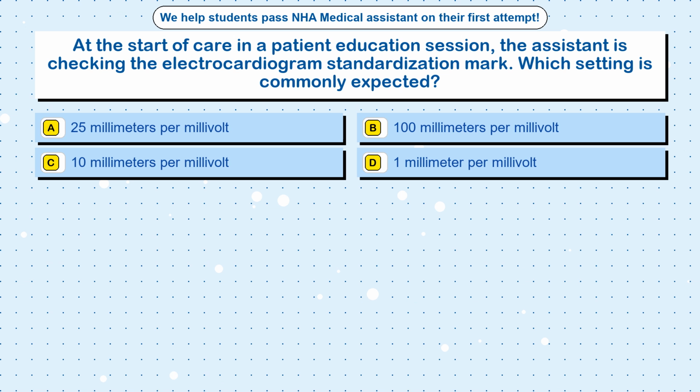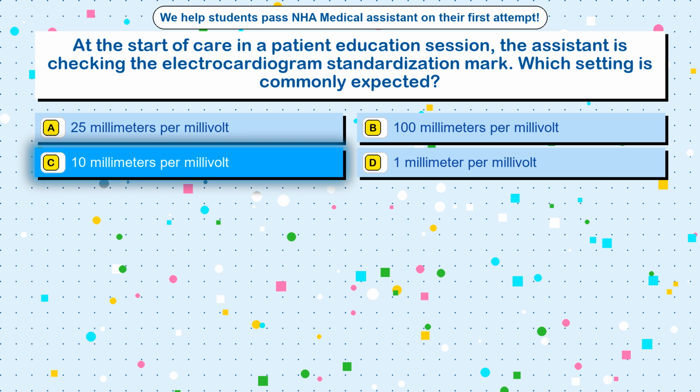Question 9. At the start of care in a patient education session, the assistant is checking the electrocardiogram standardization mark. Which setting is commonly expected? Option A, 25 mm per millivolt. Option B, 100 mm per millivolt. Option C, 10 mm per millivolt. Option D, 1 mm per millivolt.